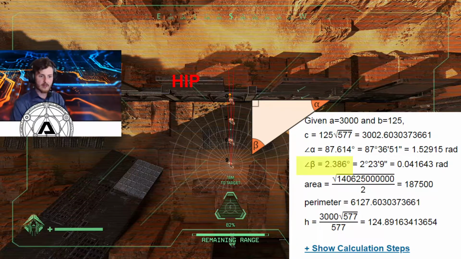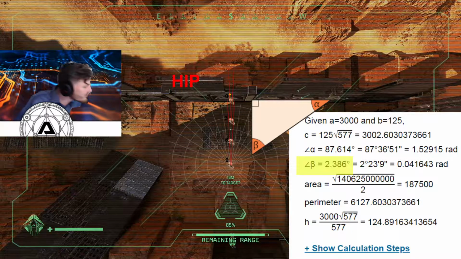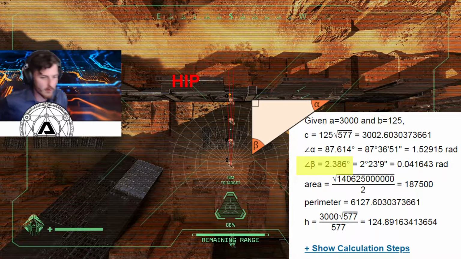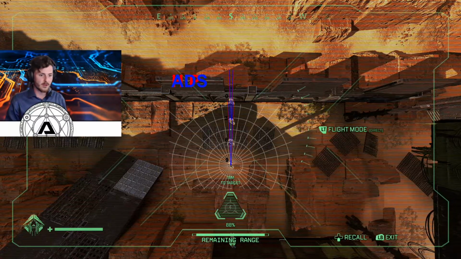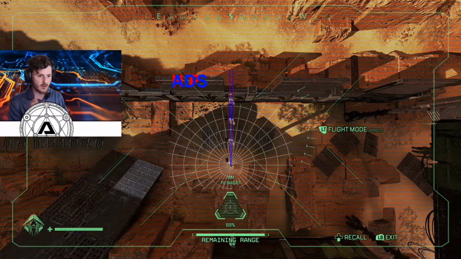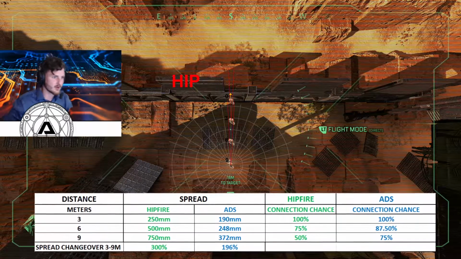This is hip fire. We got a 2.386 as the angle. So you got to multiply that by 2 again, which is 4.772. So 4.77 or 4.8 is the angle that the bullets are coming out when you're hip firing. Check this out. Alright, so I'll bring up the next spreadsheet.